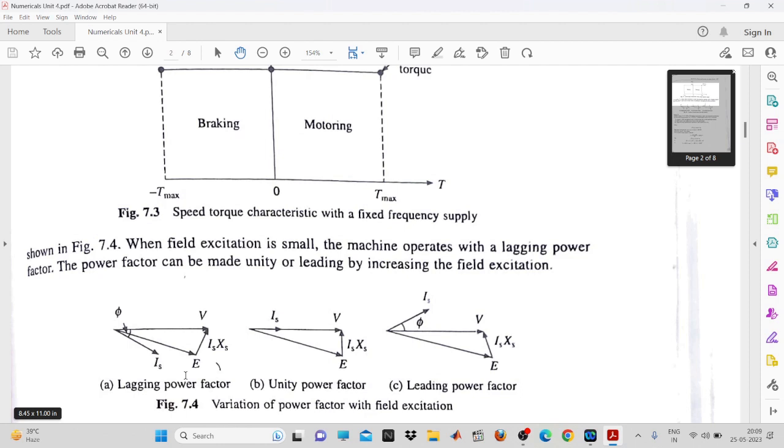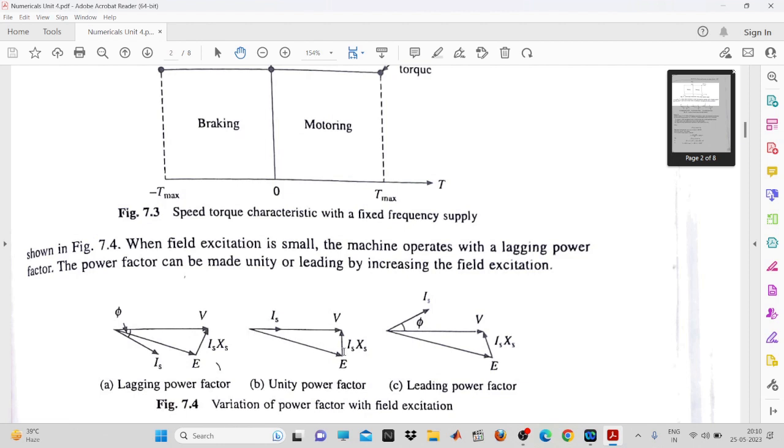So there are three important steps that you will have to understand. The first step is to plot V as the input voltage, and that will be the reference voltage. Now with respect to V, you have to plot the variables. So we will keep the field excitation small. Now in this case, we have kept the field excitation small. Now you can see here E.